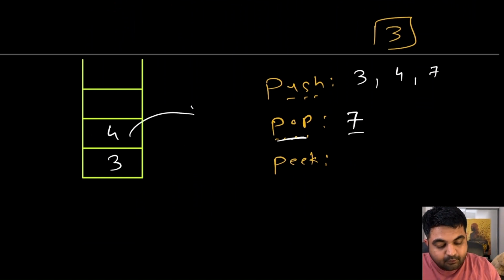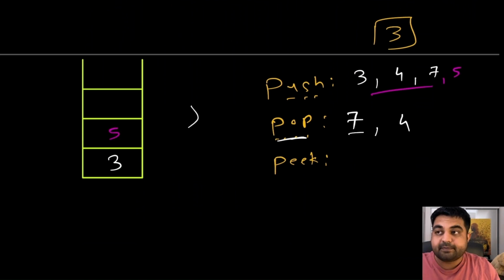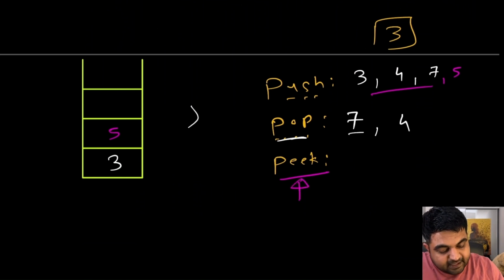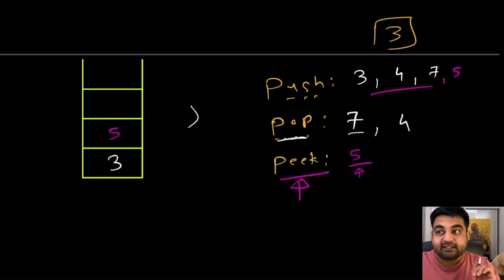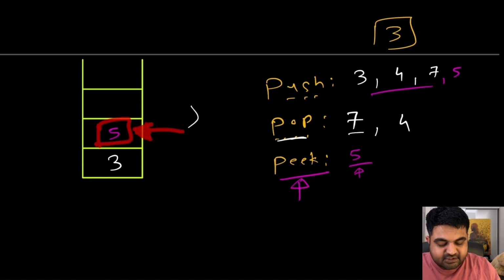If I do a pop operation one more time, then we would have 4 also being popped. And then if I try to do a push operation once again and add value number 5, then 5 is going to be present over here. The moment I do a peek operation at this moment, I'm only going to see that value number 5 is currently present at the top of the given stack, but I would still leave this 5 untouched inside the stack. I only see what is the value associated with the peek operation.